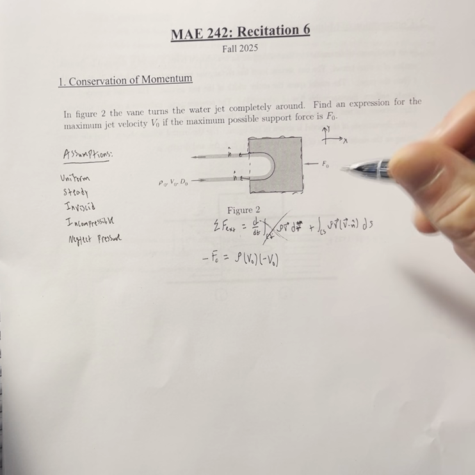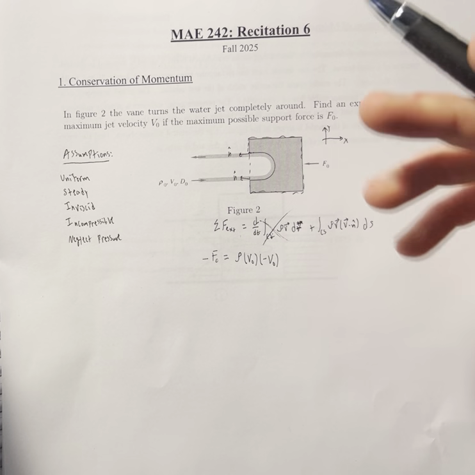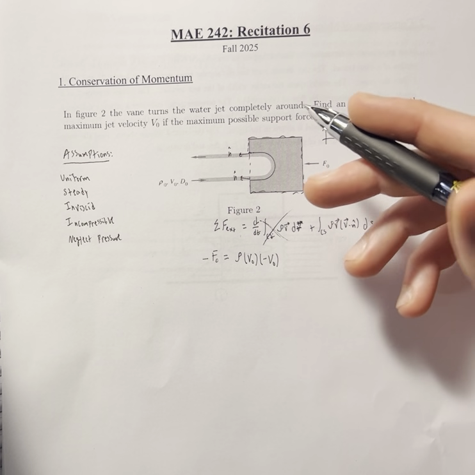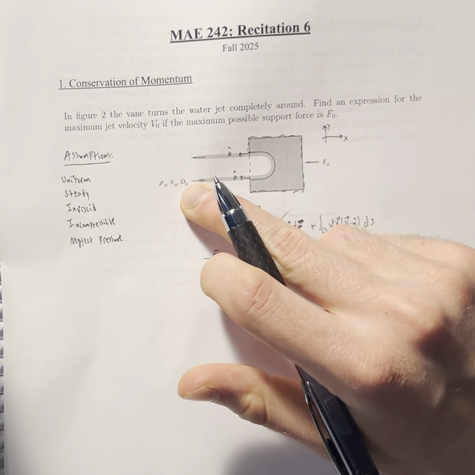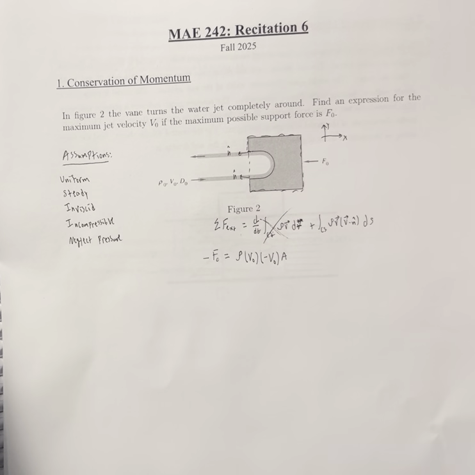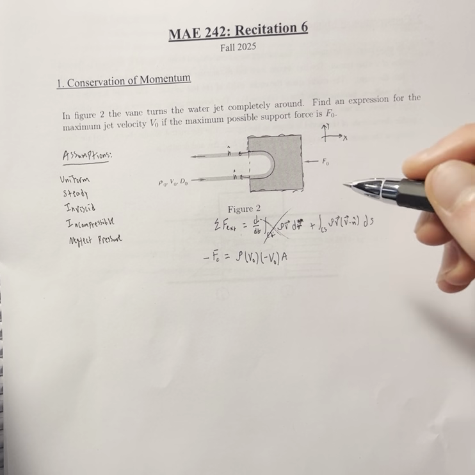And then this dS, it's just a circular area. It's the area of a water jet. So I'll still just call it A for now. It'll be pi d naught squared over 4, whatever. I'm just calling it A for now. Okay, cool. So done with that.